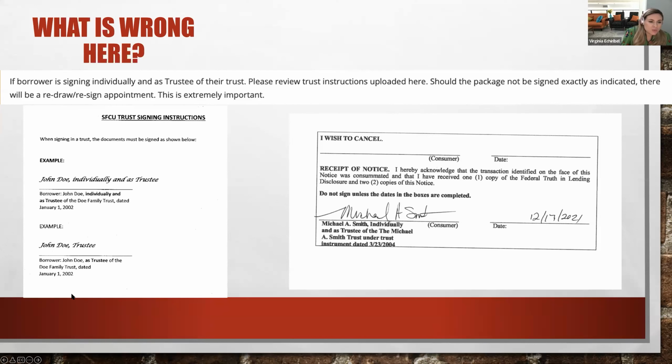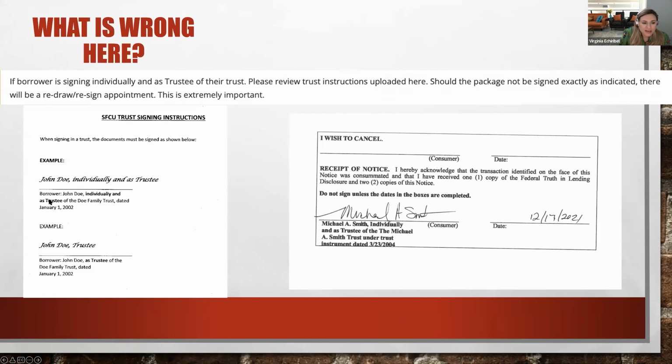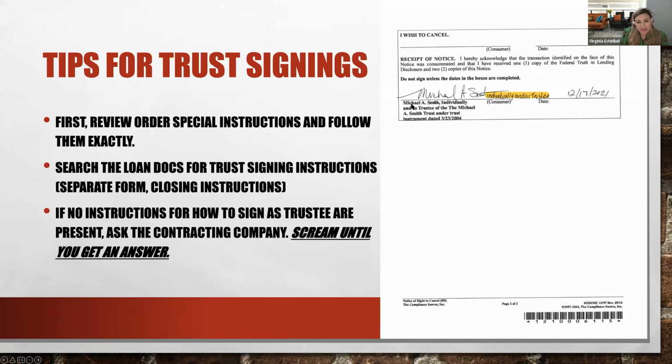So that's where reviewing these trust instructions is so important. Let's go to the next slide. The trust instructions told us if the signature line reads John Doe individually and as trustee, he actually has to sign individually and as trustee. If the signature line just said John Doe as trustee, he had to sign comma trustee. So in this case, this is a right to cancel. Michael A. Smith individually and as trustee.